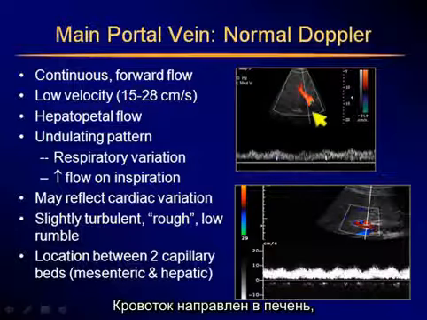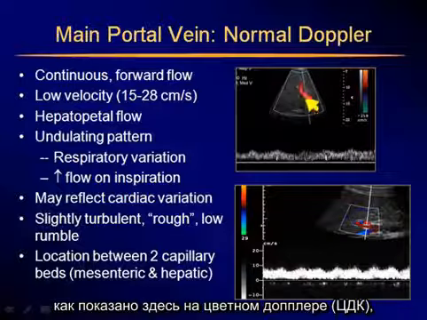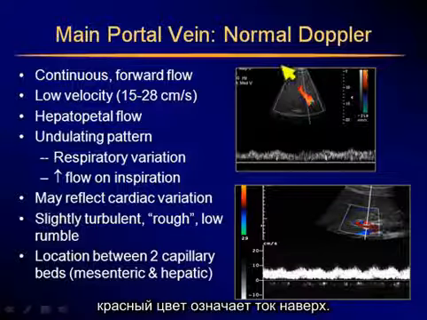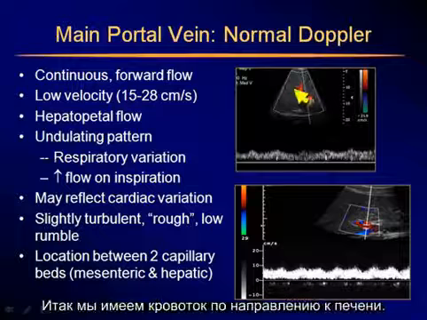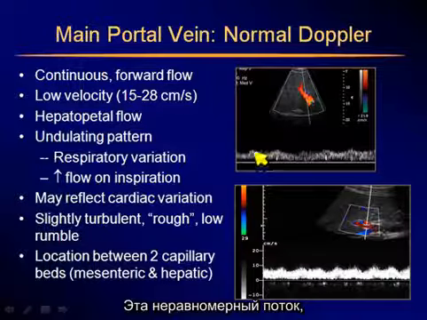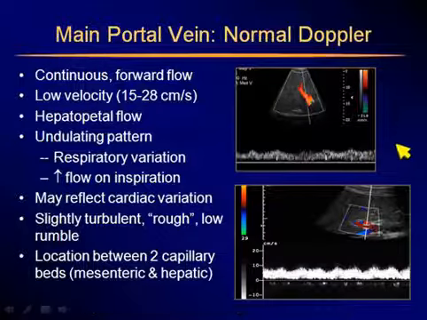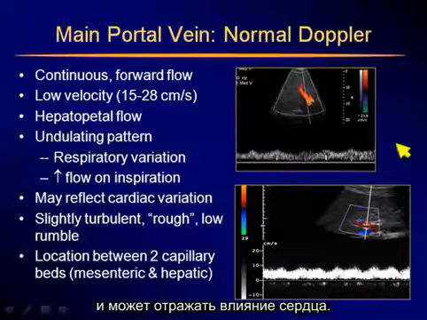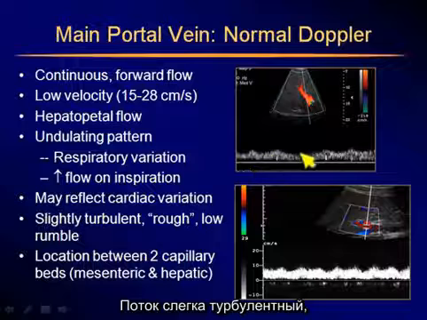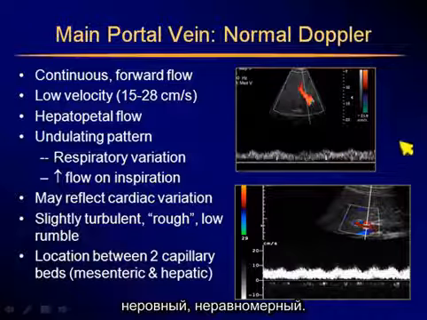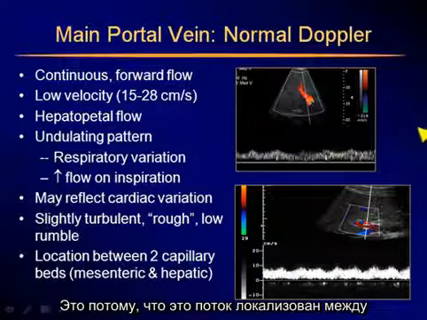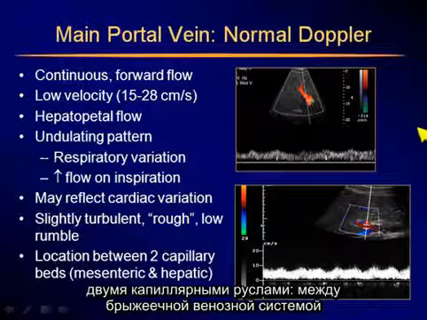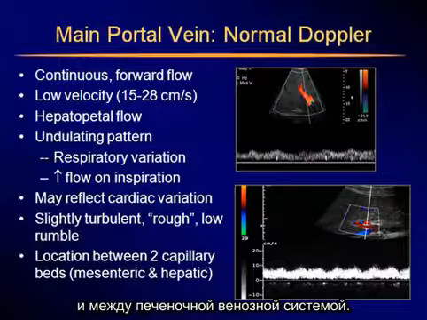The flow is into the liver, shown here on this color Doppler. Red means flow towards, so we have flow towards the liver. It's an undulating pattern, which reflects respiratory variation and may reflect cardiac variation. It's a slightly turbulent, rough, low rumble kind of flow. And that's because it's located between two capillary beds, between the mesenteric venous system and the hepatic venous system.